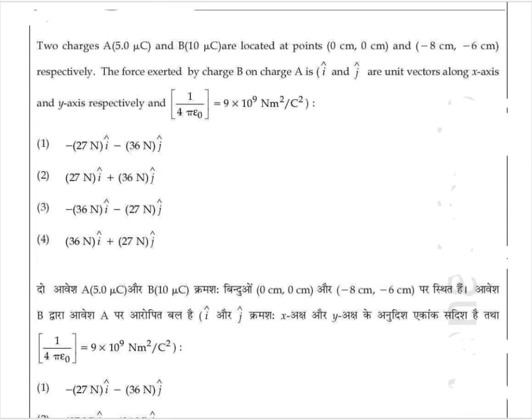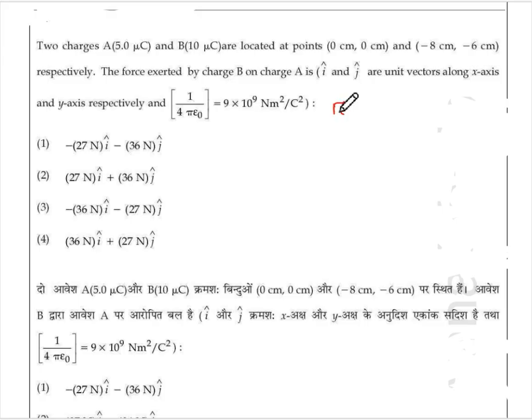So our next question is, two charges A and B, which are given as 5 microcoulomb and 10 microcoulomb, located at points given by their position coordinates. The force exerted by the charge B on charge A, we have to express in the form of I cap and J cap. Okay. So first, for I cap and J cap, our formula is we have to find out first its radius vector.